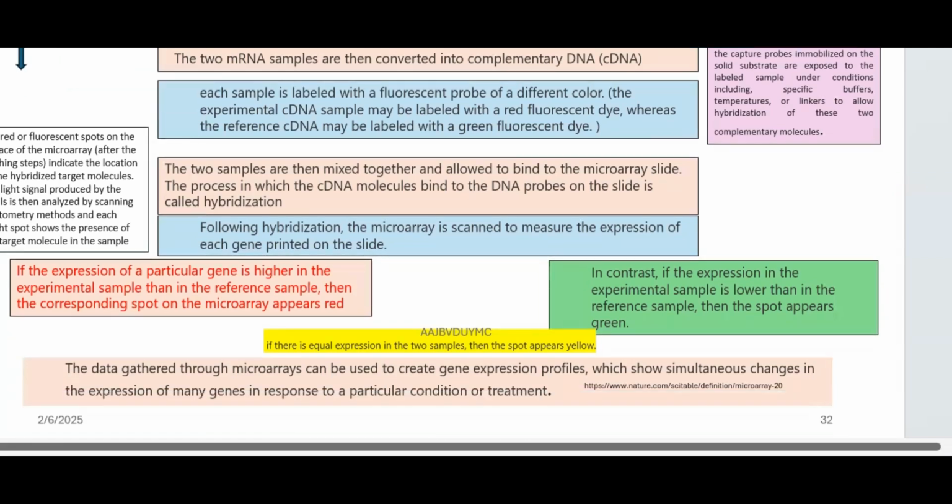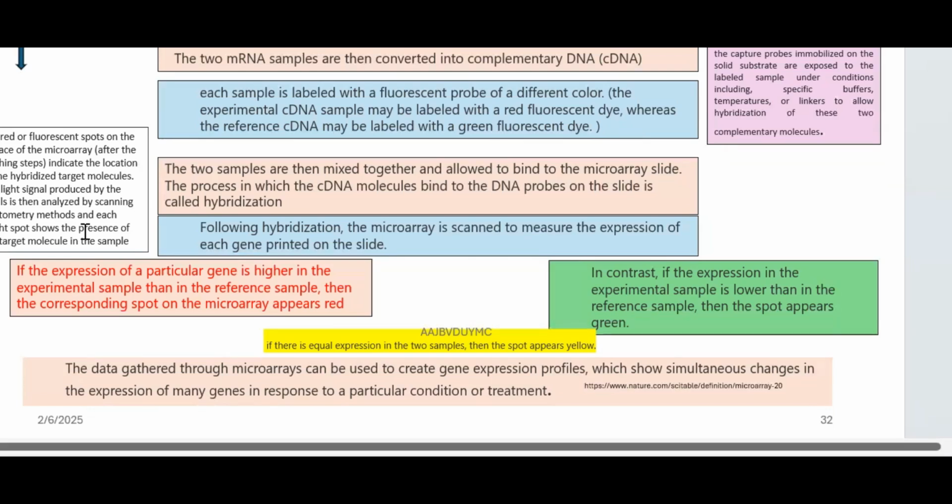Of course, the colors you get are based on what fluorochromes you use, because we had taken fluorochrome dyes which are green and red in combination. These are the outcomes, right? Now the colored or fluorescent spots on the surface of the microarray, you are going to observe or scan, and that is going to indicate the location of hybridized molecules. So the light signal which is produced by the label is analyzed by scanning with the help of photometry, right?